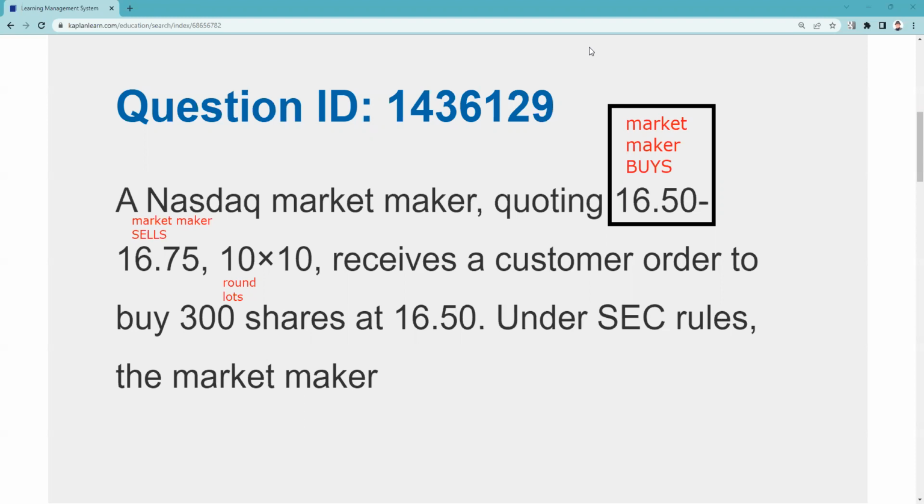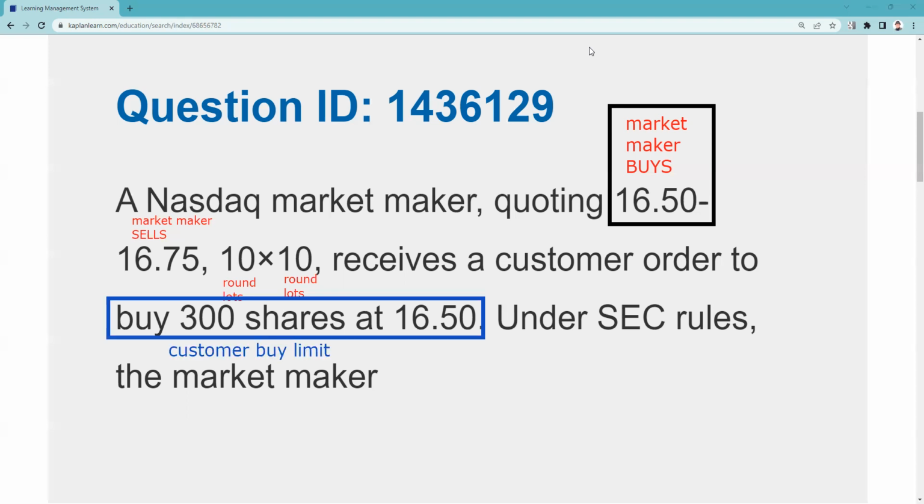Now, if a customer gives me a market order, the customer is going to be on the opposite side of my quote. So right now, if a customer gives me a market order to sell, the customer would receive 16.50. And if a customer gives me a market order to buy, he'd pay 16.75. That's if the customer gives me a market order. But when the customer gives me a limit order, if that price is the same as mine or better, I'm going to have to update my display.